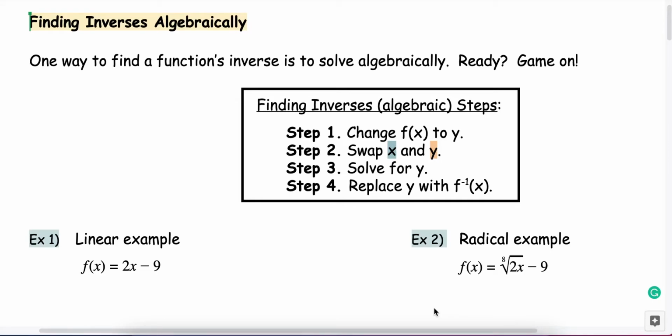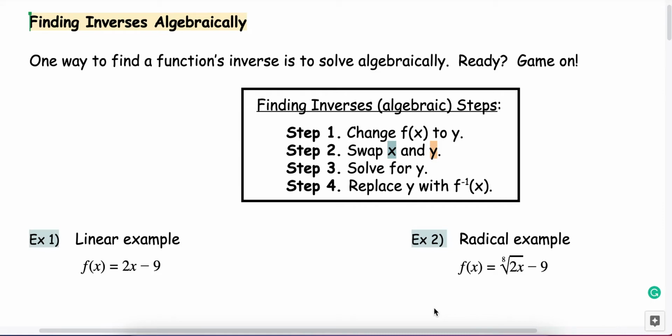Let's take a look at finding inverses algebraically. So we're going to solve for inverse functions using 4 steps. The first thing you do is change this f of x to y. We're very familiar with this already. F of x to y.